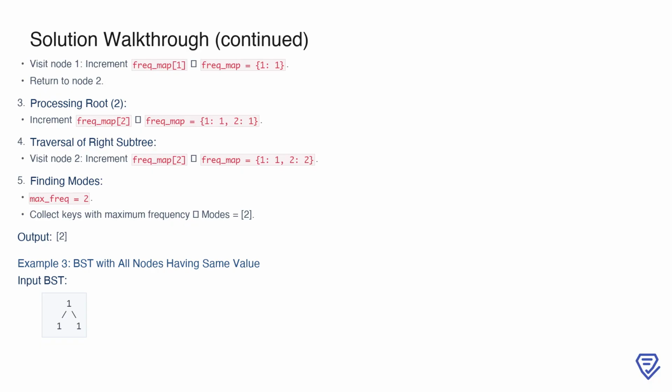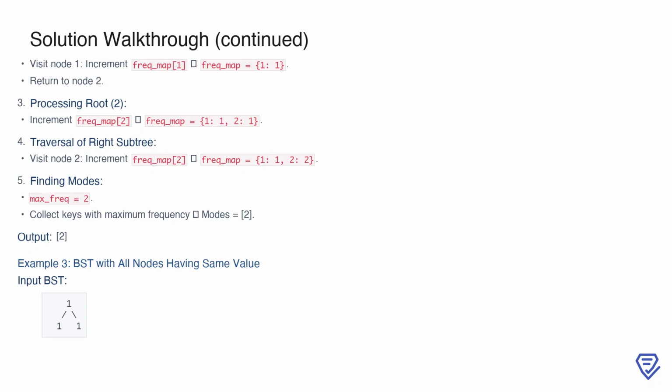Next, we move to the right subtree and visit the second occurrence of node 2. This increments the count of 2 in the frequency map, resulting in frequency_map equals {1: 1, 2: 2}. With the traversal complete, we calculate the maximum frequency, which is now 2. Collecting the keys with this frequency gives us the mode 2.